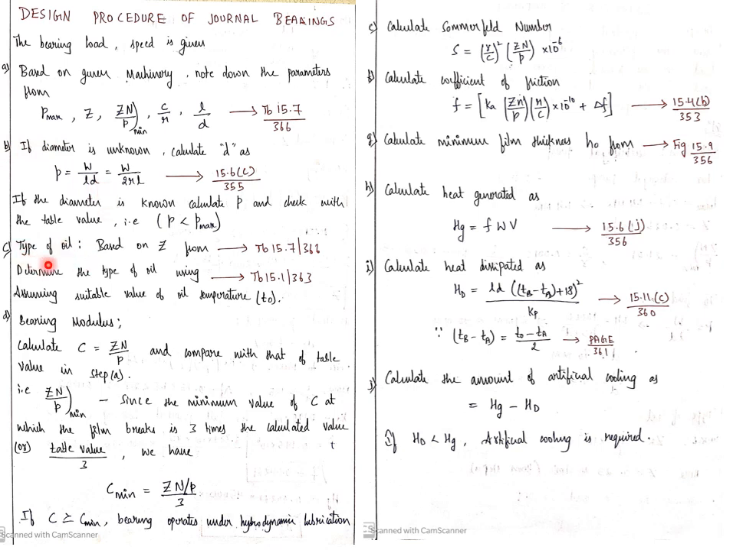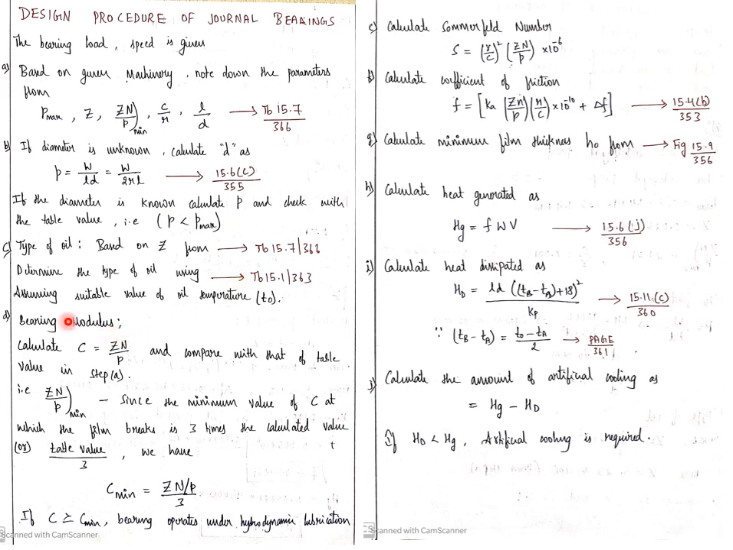Now step C, the type of oil. Based on Z from the table on page number 366, table 15.7, determine the type of oil using page number 363, table number 15.1. There we will have different types of oils with respect to the type of curves A, B, C, D and so on, and towards the right side we will have the specific gravity at 15 degrees of the oil. That table is very useful for determining the type of oil.